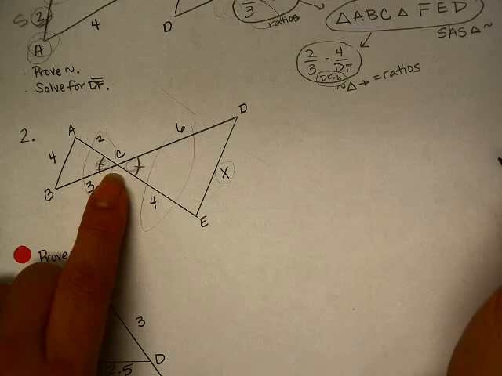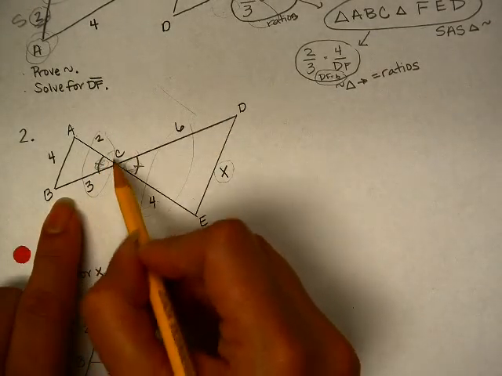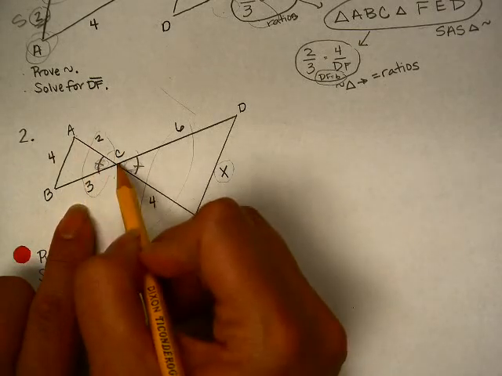Now I can't say angle C equals angle C, because am I talking about this one? Am I talking about this one? Am I talking about this one? There's lots of things going on at C. So I do need to be more specific. I'm going to call it ACB.